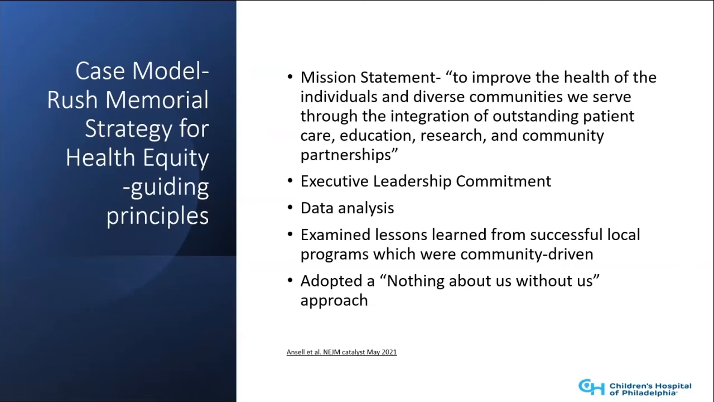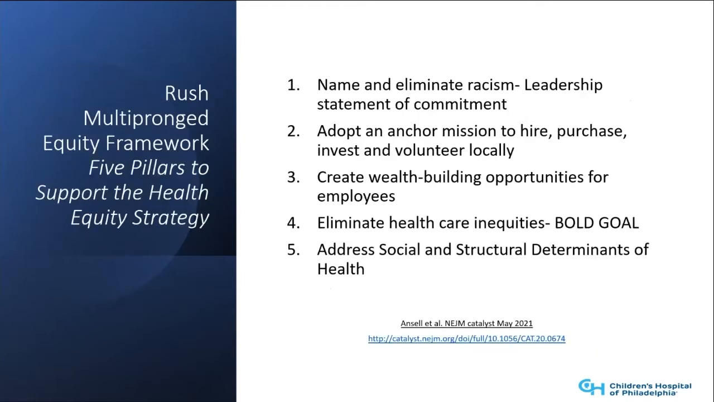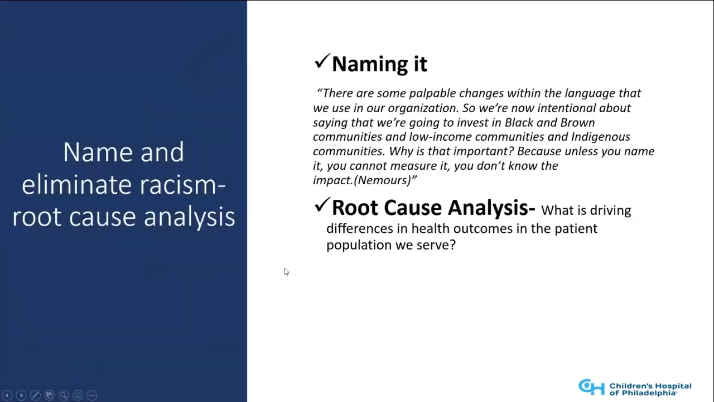They had executive leadership commitment. They did some root cause analysis. They examined lessons learned from successful local programs, which were community driven. And they adopted a nothing about us without us approach. And we'll talk more about that in a minute. So here's their multi-pronged framework. Name and eliminate racism, adopt an anchor mission to hire, purchase, and volunteer locally, create wealth building opportunities for employees, eliminate healthcare inequities, which was their bold goal, and to address social and structural determinants of health.